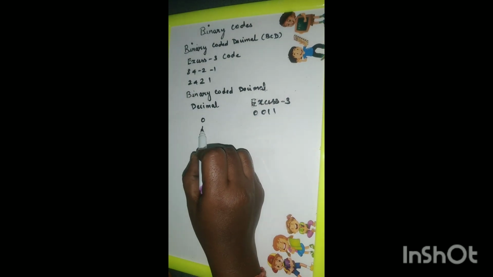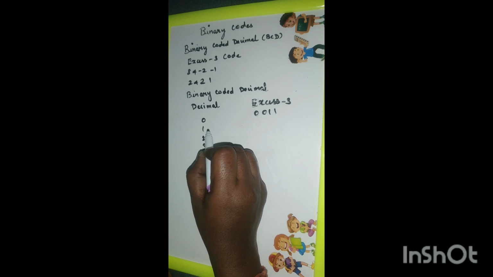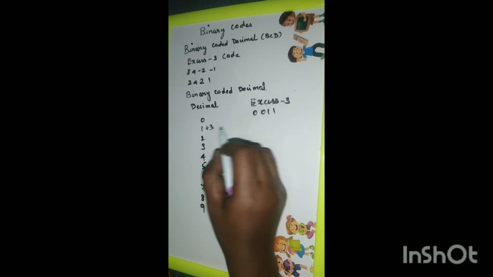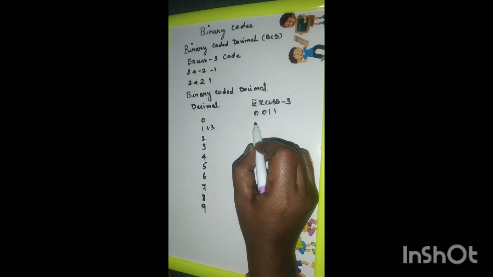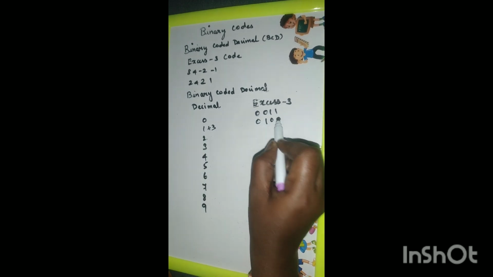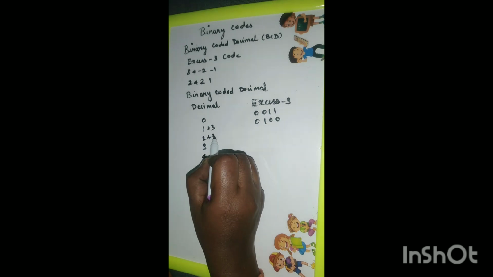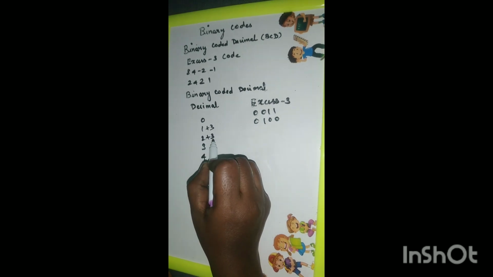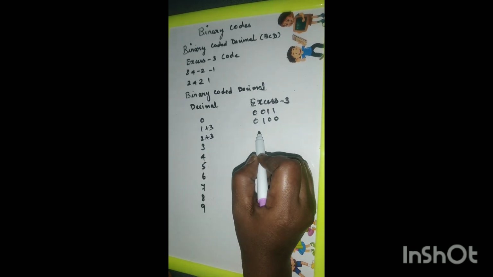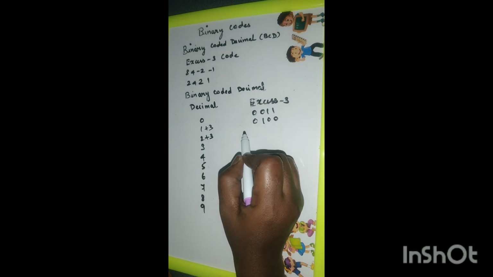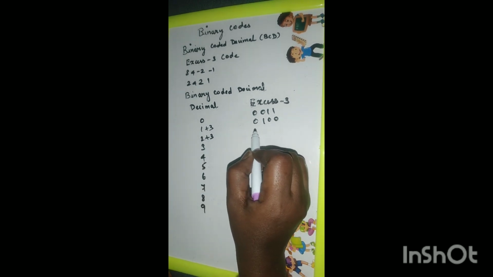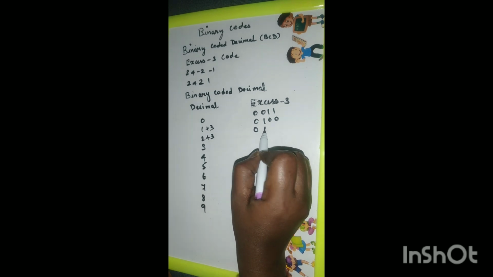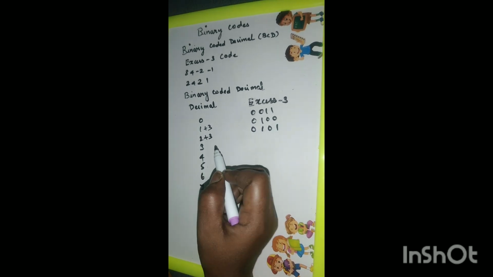For 1, 1 plus 3 is 4. So we write the excess 3 code for 1 as 0 1 0 0. This is the binary form for 4. Next, 2 plus 3 is 5. The excess 3 code for 2 is 5, and 5 is represented in binary form as 0 1 0 1.